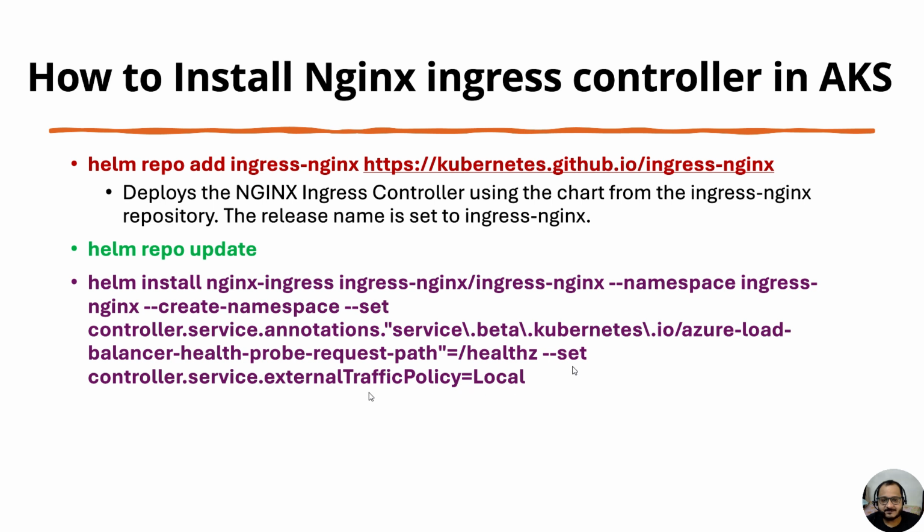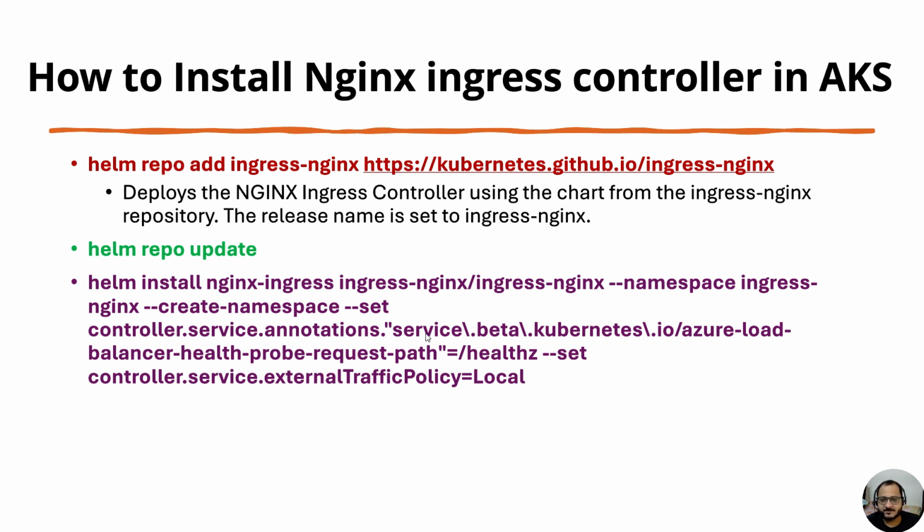And the other flag is the traffic policy, controller.service.externalTrafficPolicy equal to Local. So this is optional, but it is recommended if you want to use it. Otherwise, the first one is the main flag which you have to set. Without this, your Nginx Ingress Controller will not work.